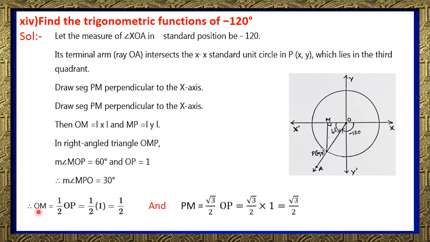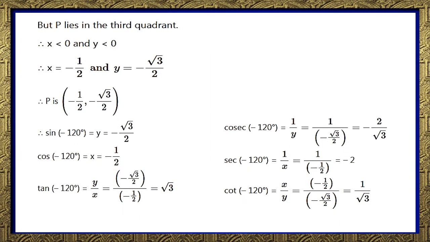Then we have the measure OM is equal to half of OP, that is half of the hypotenuse is equal to 1 upon 2, and PM is root 3 upon 2, that is side opposite to the 60 degree, that is root 3 upon 2 of the hypotenuse, which is equal to root 3 upon 2. Here the point P lies in the third quadrant. Therefore, both x and y coordinates are negative. So, we will select x is equal to minus 1 upon 2 and y is equal to minus root 3 upon 2. So, the coordinates of the point P are minus 1 upon 2 and minus root 3 upon 2.